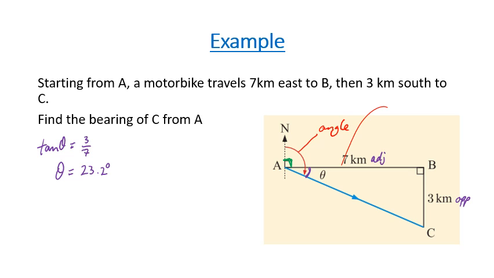We know that we've got our 90 degrees already, so our large angle, the bearing, is actually going to be 90 degrees plus 23.2 degrees. That's going to give us a bearing of 113.2 degrees true north.